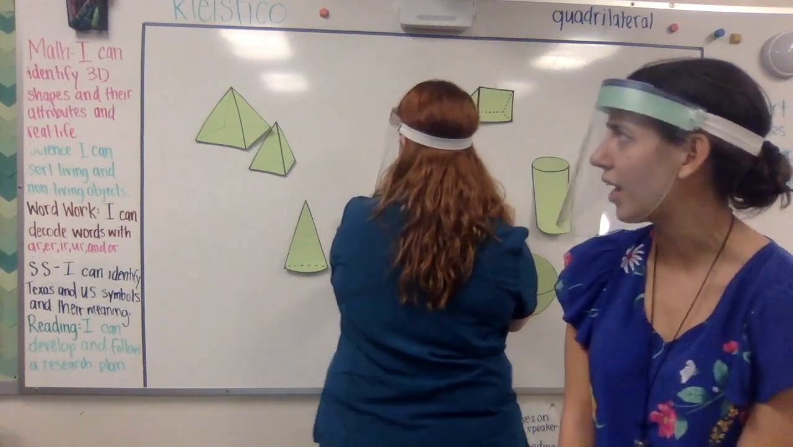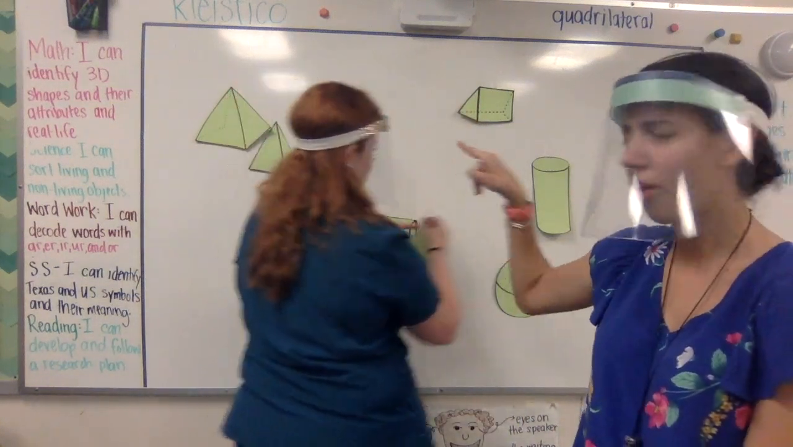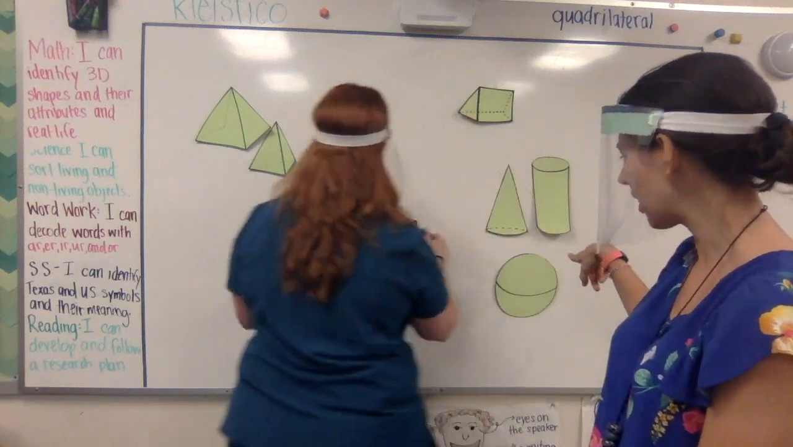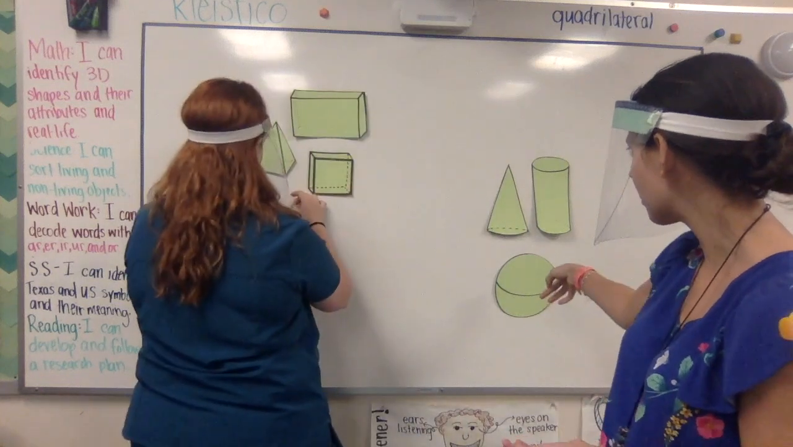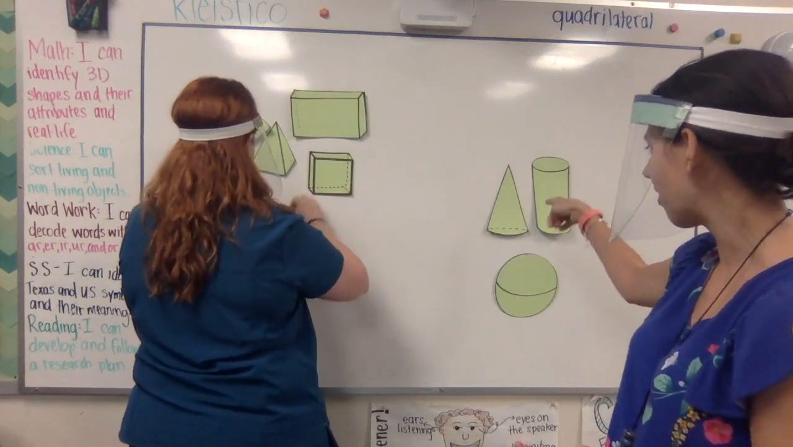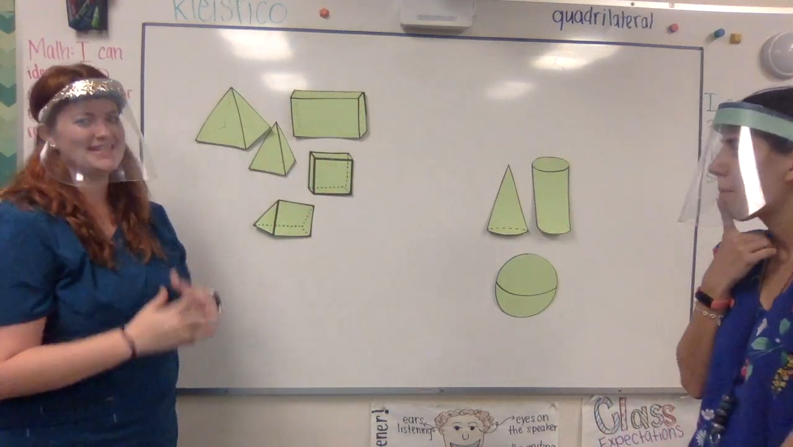I'm noticing already that Miss Lime put some shapes with pointy edges over here, but the shapes over here, well, they have circular parts to them. Let's see, we have a sphere, we have a cylinder, we have a cone. Okay, Miss Lastico, how did I sort these shapes?